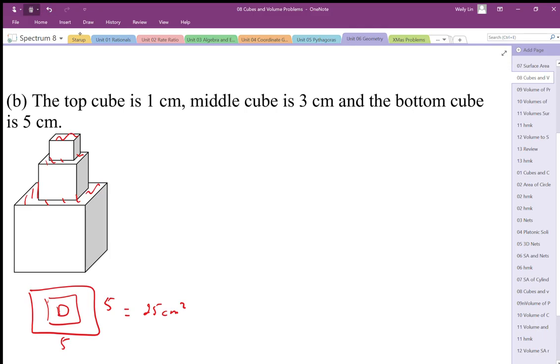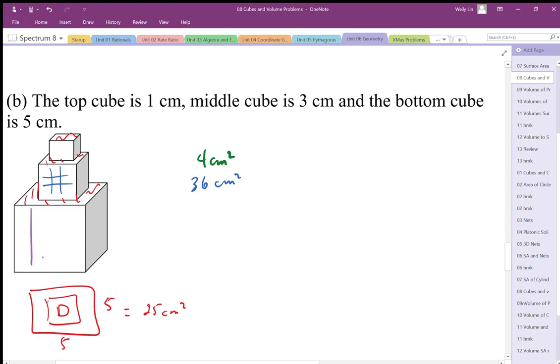So the top one, I know that it's a 1 cube, so there's going to be 4 centimeter squares there. Okay, so the middle one, I'll do it in blue. This one is 3 by 3, so there's 9 squares on there, and 4 surfaces of that, so I'm going to get 36 centimeter squares. The bottom one, let me choose a color here. Let's do that one in purple.